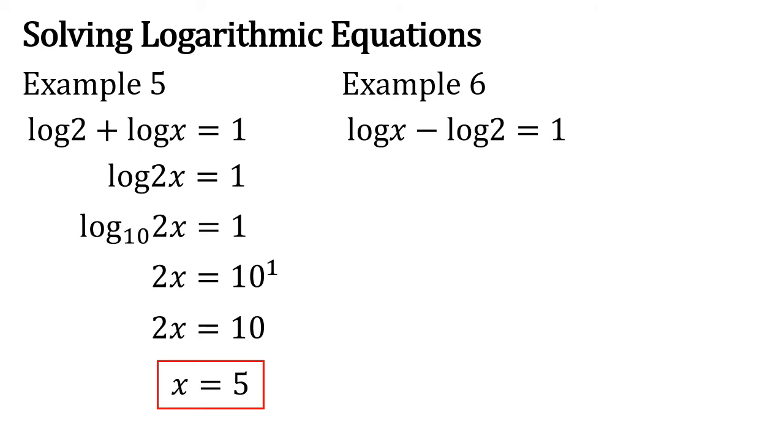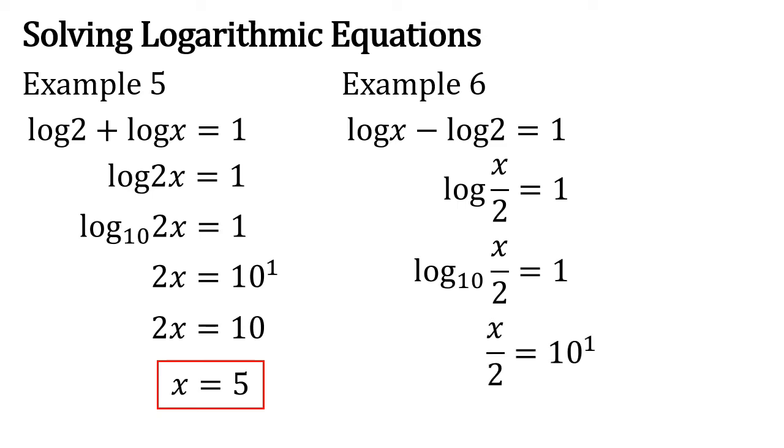Then example 6, log x minus log 2 equals 1. There's subtraction. You know what to do. This will be log x over 2 equals 1. Remember, the base is 10. So log x over 2 base 10 equals 1. Express it in exponential form. x over 2 equals 10 to the 1. Then cross multiplication, you're going to get x equals 20. And that's the solution.